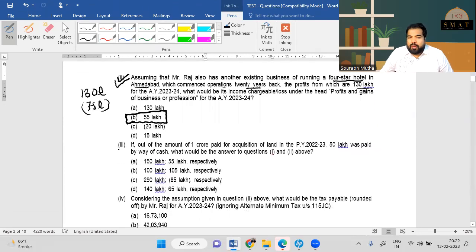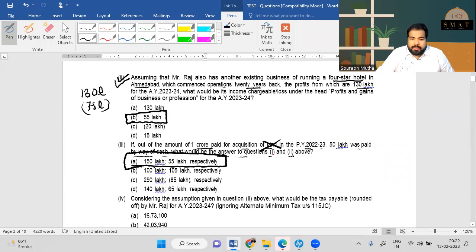If out of the amount of 1 crore paid for the acquisition of land in the year 2023, 50 lakh was paid by way of cash, what would be the answer to 1 and 2? Guys, anyways, on land you don't get any deduction. You don't even get depreciation. So even if for land you paid in cash, there is no difference. Answers would still be the same: 150 lakh in the first case and 55 lakh in the second case.